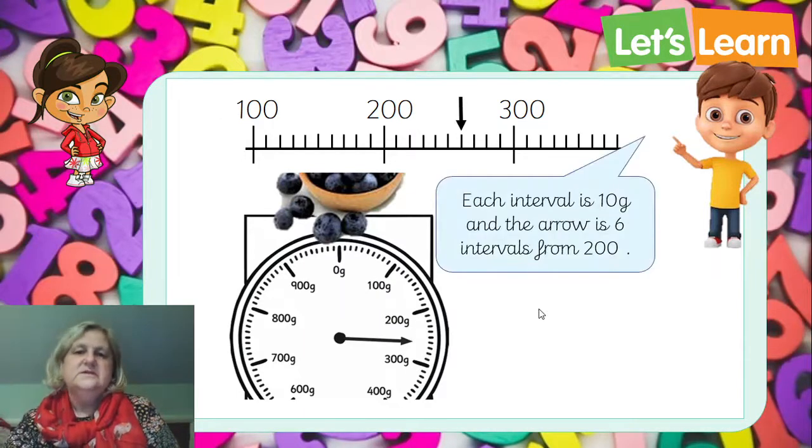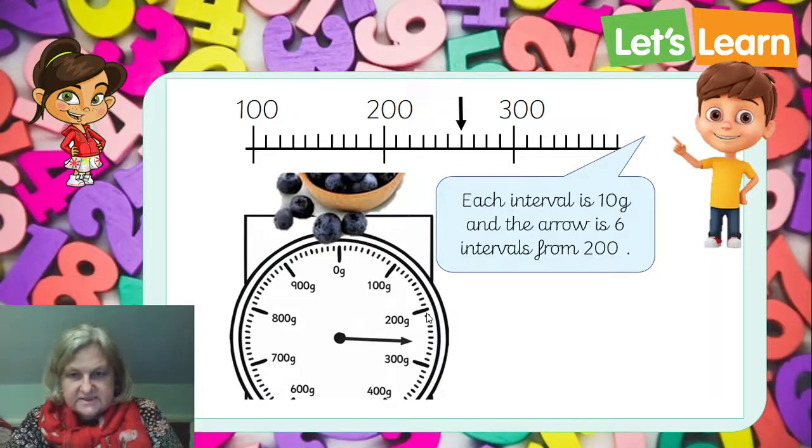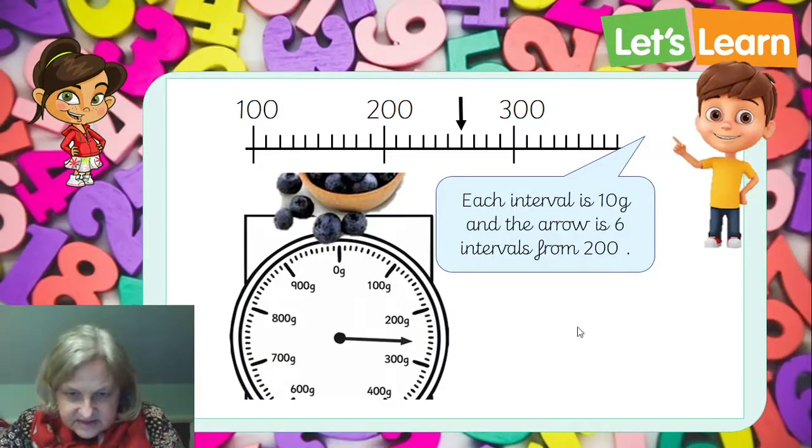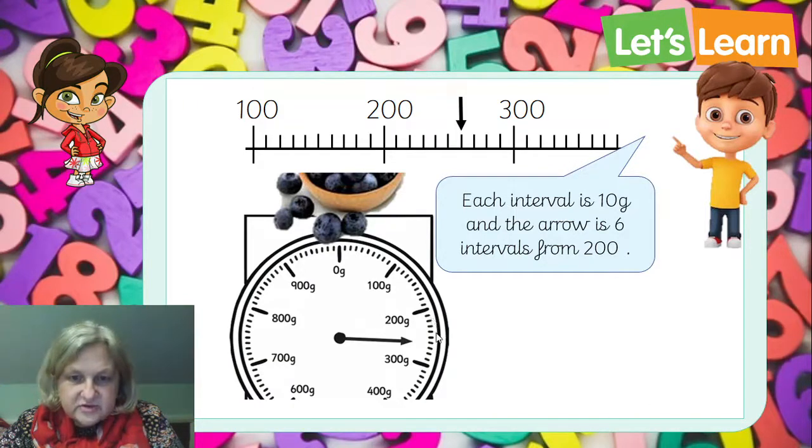So how are we going to do that? Each interval here is worth 10 grams, and the arrow, if we count around, is 6 intervals from 200. Okay, and I've put it on this line for you as well. I find these really hard to read on here, so if I count round, I can see where it stops. It's about here. 1, so that's 10. I'm just going to count them. 1 interval, 2, 3, 4, 5, and I think it's gone to 6 there.